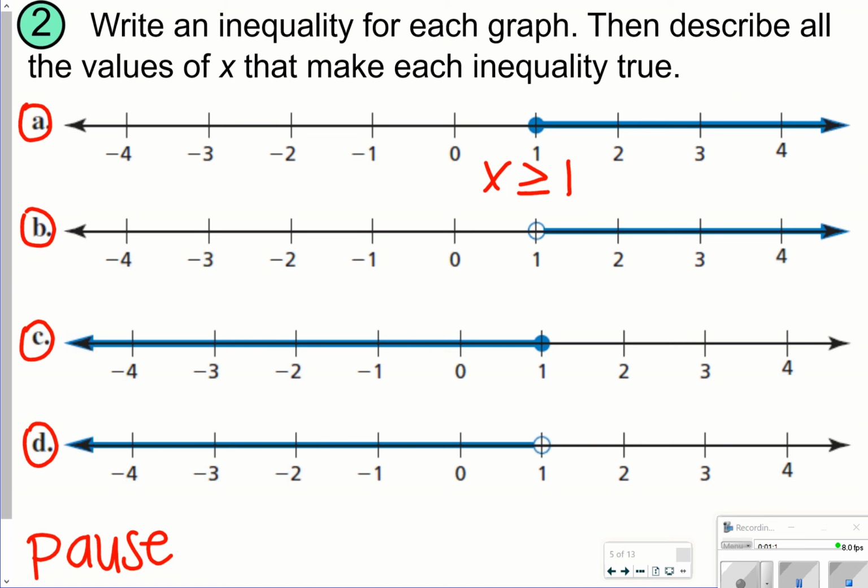For letter B, we have an open circle. So this will be x is greater than 1. It is not greater than or equal to because the circle is not colored in, and it's greater than still because we're pointing to all things bigger than 1. For letter C, though, we have a closed circle, so that's going to be less than or equal to 1 because we're pointing to all things less than 1. And then for letter D, we should have x is less than 1. Since we have that open circle, it's less than, pointing to the left.